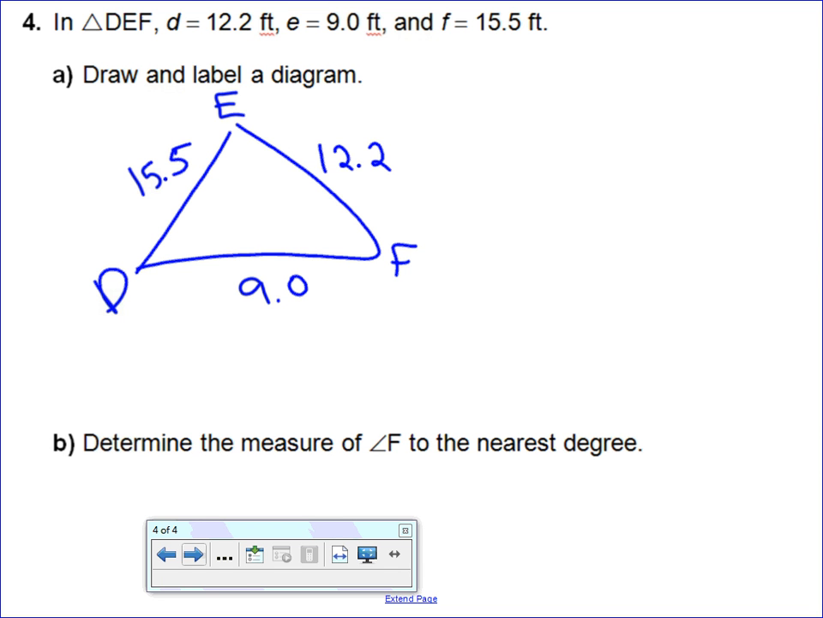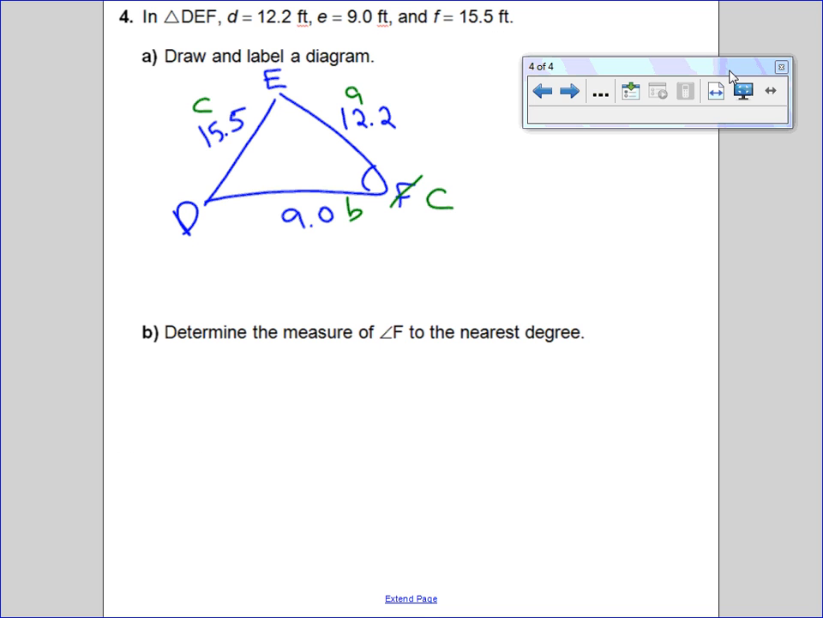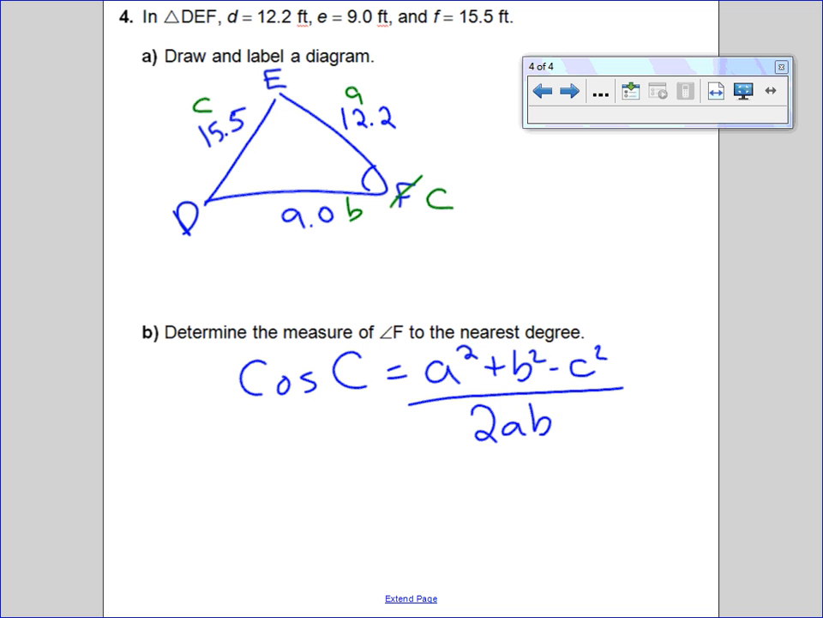So now it's asking us to determine the measure of F. So F is here. Again, I'm going to label this C, and this A, and this B. The reason I labeled those is just so I can easily use the equation. Okay, so I have cos C is equal to A squared plus B squared minus C squared all over 2AB.